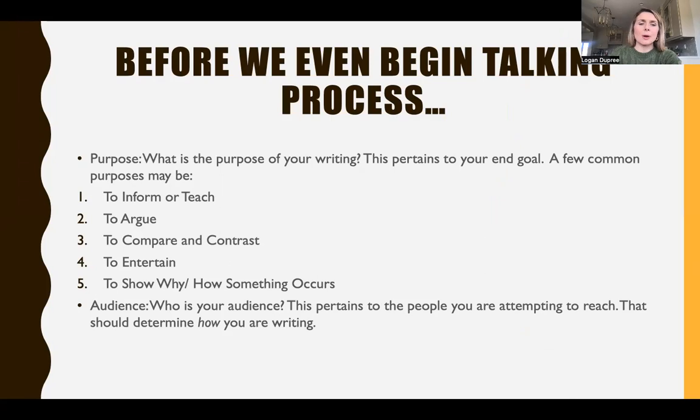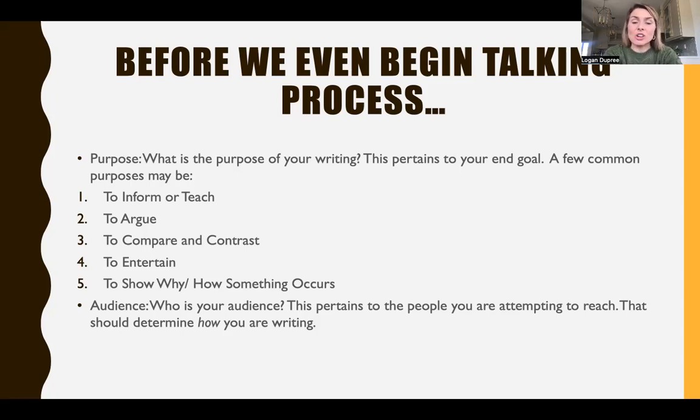So, a few common purposes that people talk about, one may be to inform or to teach. Another might be to argue a certain concept. You might be comparing and contrasting a couple things, which ultimately would lead to some sort of argument. You might be just trying to entertain someone, or you might be trying to show why or how something occurs through a cause and effect analysis. So, those are just a few things that you might consider when you're thinking about this big word called purpose.